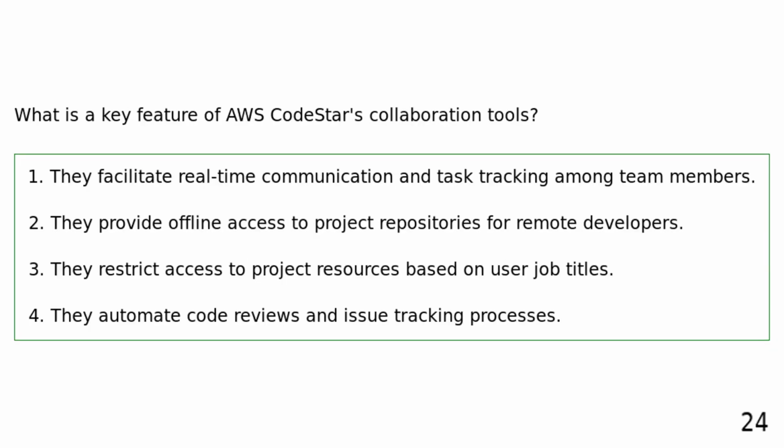What is a key feature of AWS CodeStar's collaboration tools? They facilitate real-time communication and task tracking among team members. They provide offline access to project repositories for remote developers. They restrict access to project resources based on user job titles. They automate code reviews and issue tracking processes.